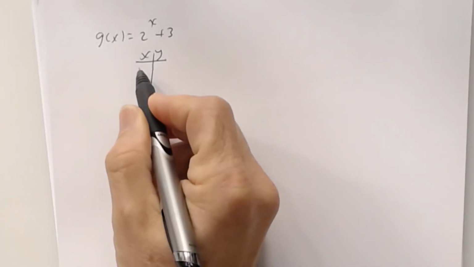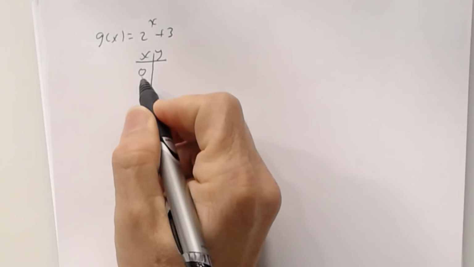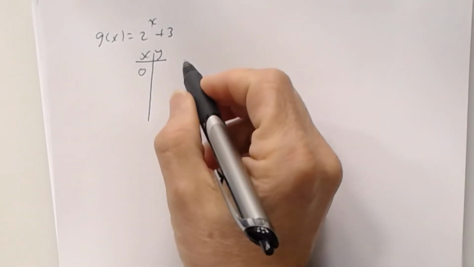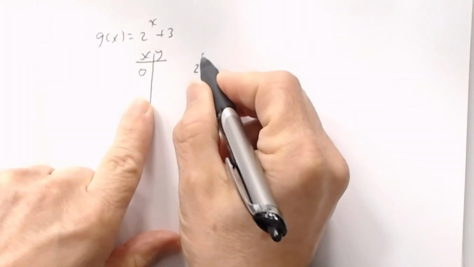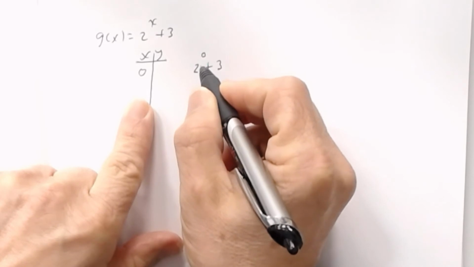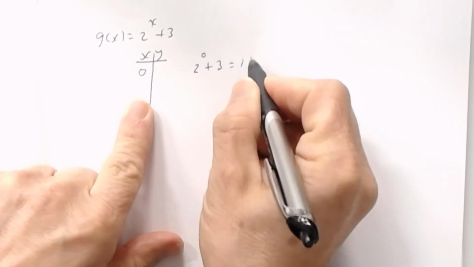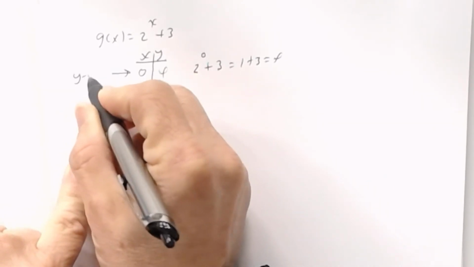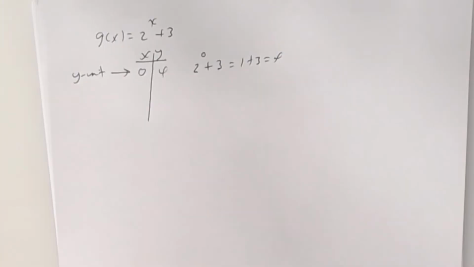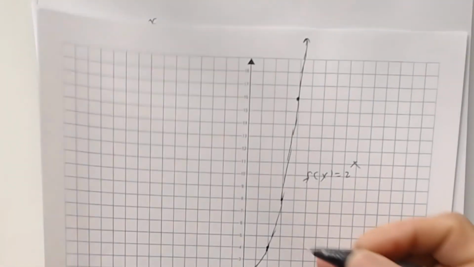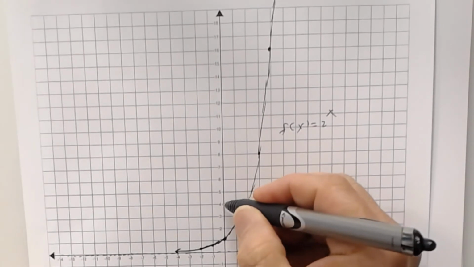What's a nice number to use for x? 0. When I let x equal 0, what is it I'm finding? The y-intercept. So when x is 0, I get 2 to the 0 plus 3. 2 to 0 is 1. Good. 1 plus 3 is 4. So that's going to be your y-intercept. All right, so I'm plotting the point (0, 4), which is here.